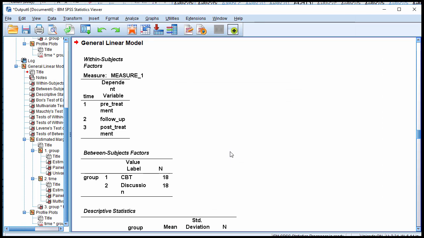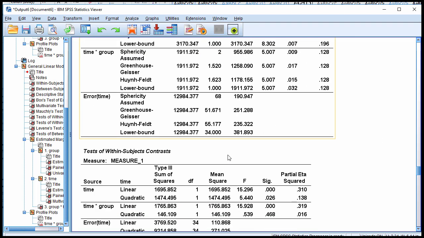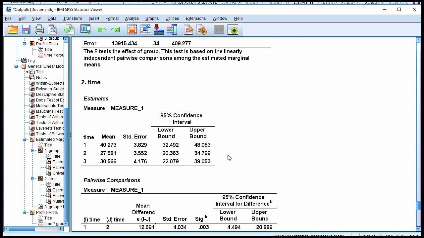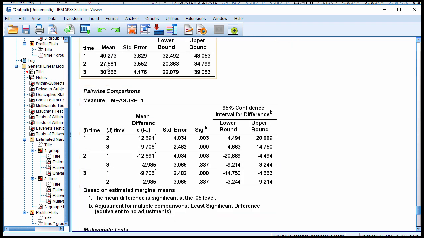So when I click OK, SPSS is going to rerun the analysis exactly as it did previously, but it's also going to include the within subjects main effect post hoc tests. And so now it's comparing mean 40.27 versus 27.58. 1 versus 2 is statistically significant. And then the difference between 1 and 3, 40.27 versus 30.57, is also statistically significant. However, the last comparison, 2 versus 3, 27 versus 30, is not statistically significant, p equal 0.337.